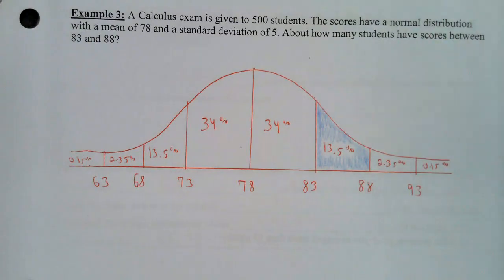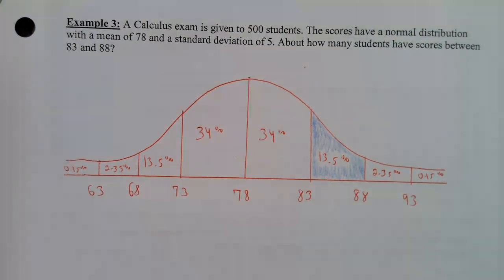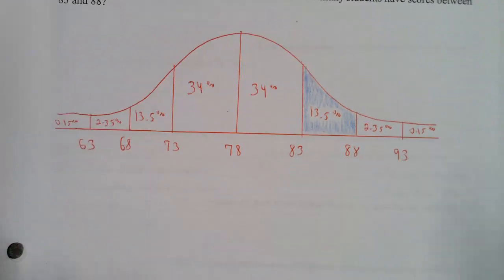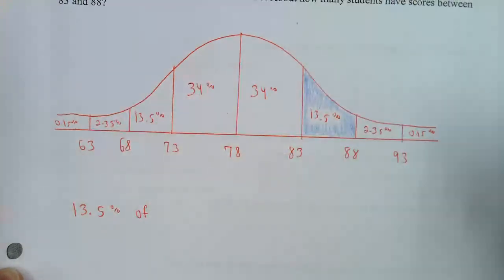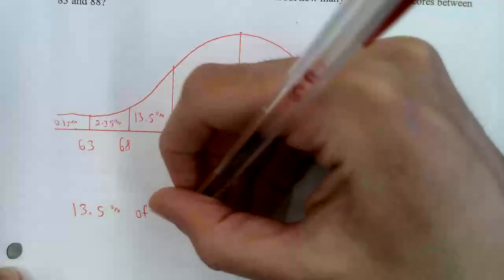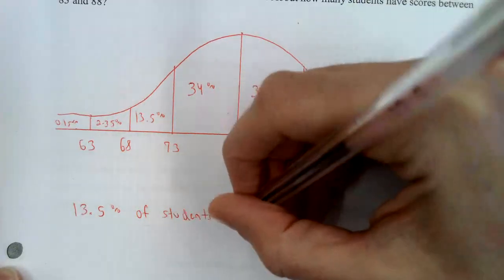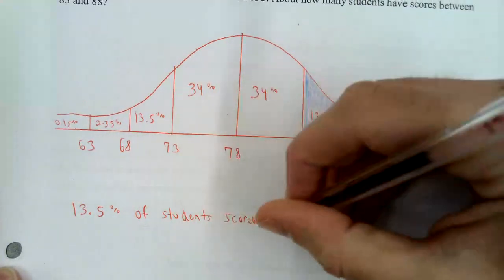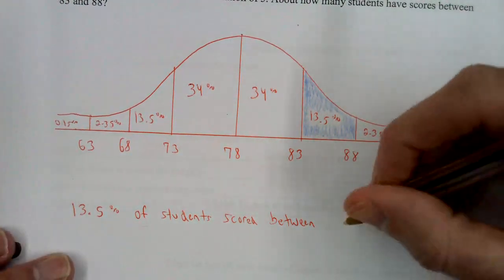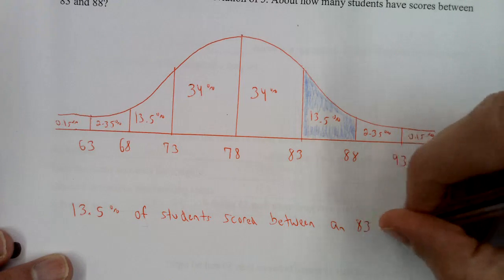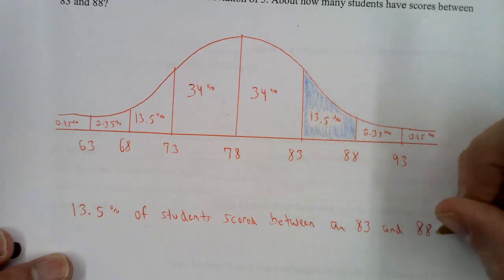Now, if I said what percentage of students scored between an 83 and an 88, the answer would be 13.5%, but that's not the actual question. Well, let me just jot that down so you see what I'm doing. I'm going to say 13.5% of students scored between an 83 and 88.